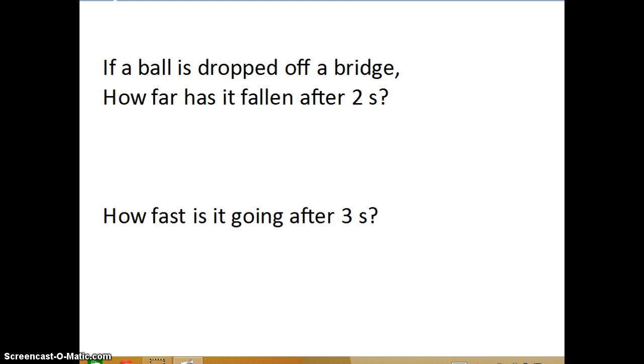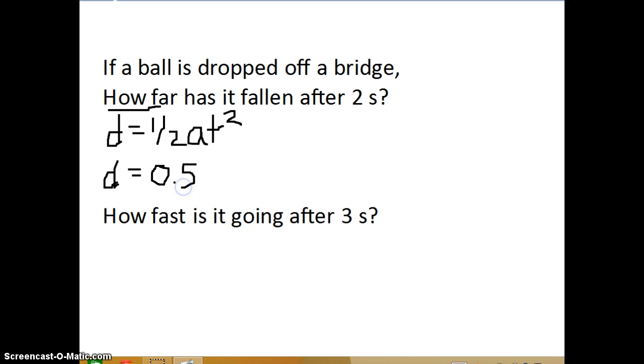So if a ball is dropped off of a bridge, how far has it fallen after 2 seconds? If you're looking for how far, that's looking for the distance equation. So you'll always start with the equation. Then you will fill in what you know. So our distance is equal to 1/2, which is the same thing as 0.5. So if you want to write 0.5, you can. Our a is always the 9.8 meters per second squared.